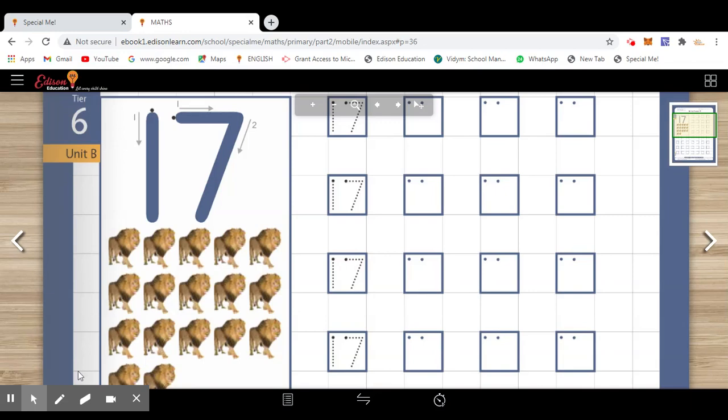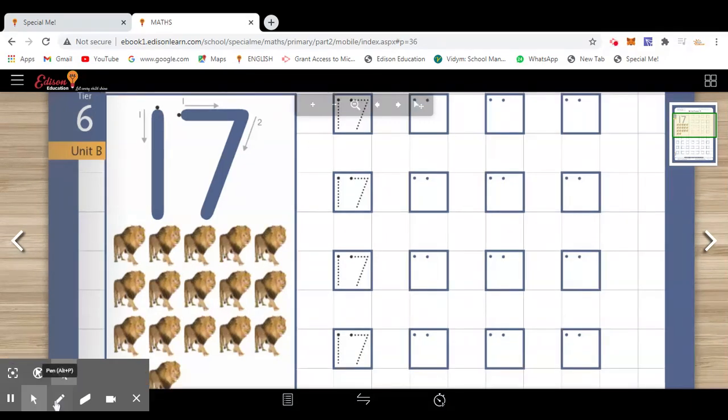Okay, now take out your pencils. First of all, you have to trace number 17 very neatly, and after that, you have to draw it by your own self with the help of two dots only. Is it clear to you? Good. So first of all, trace number 1, and from another dot, trace number 7. So it will become number 17.